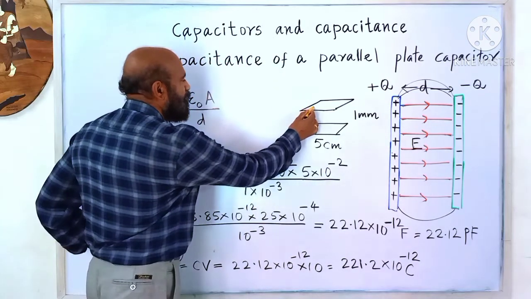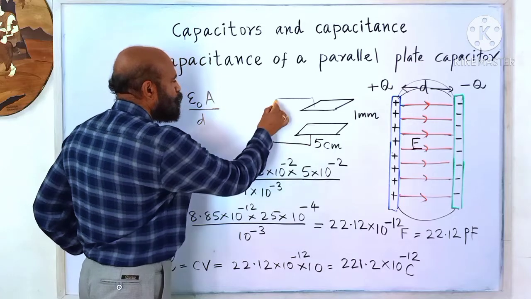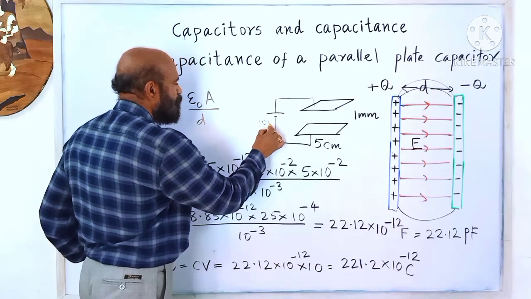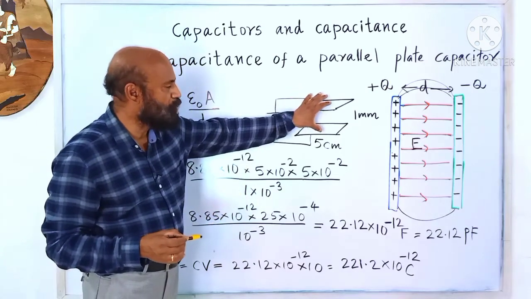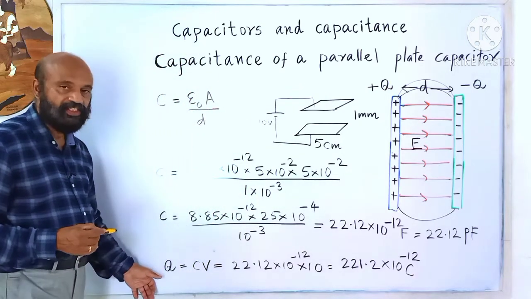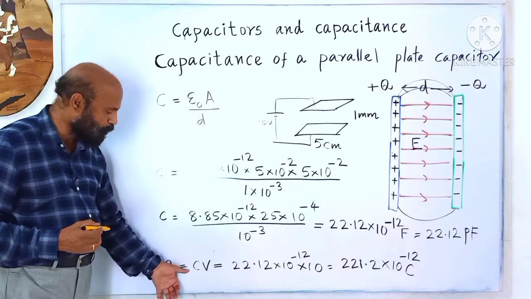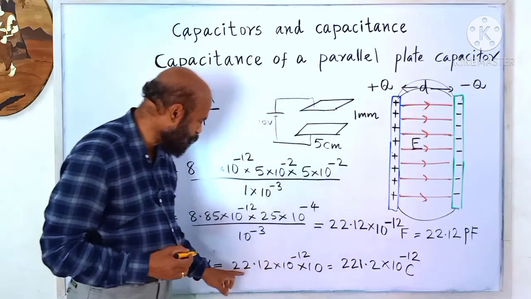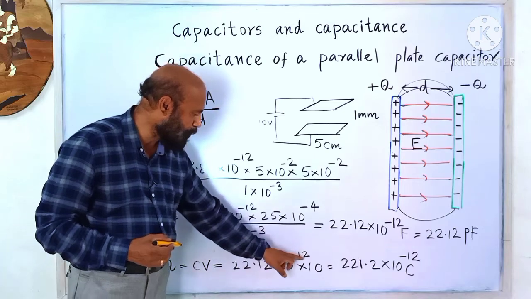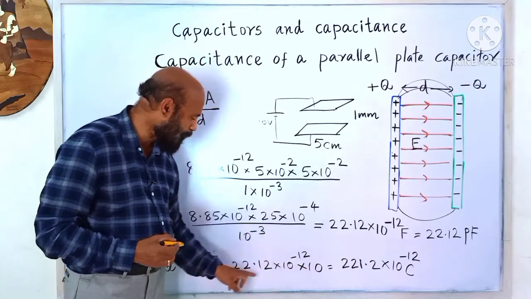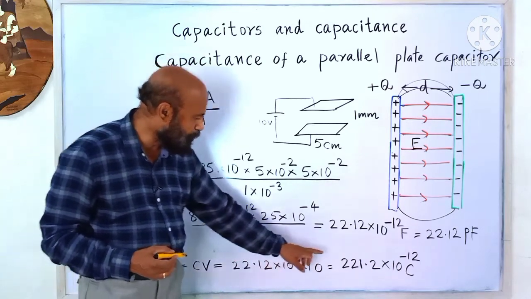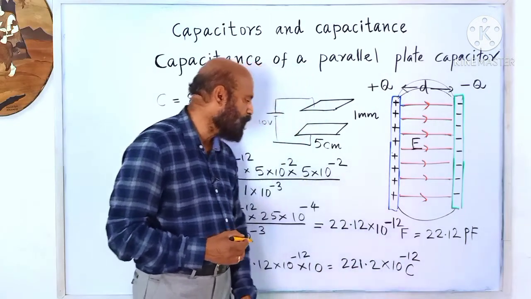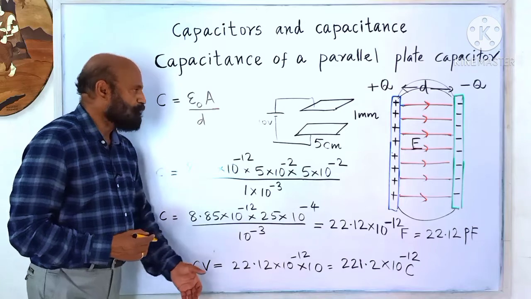Suppose these plates are connected to a potential difference of 10 volt. Then what is the charge stored on the capacitor? The charge is given by this relation, Q is equal to C into V. Capacitance, this value 22.12 into 10 raised to minus 12, that is to be multiplied by 10. So when you multiply, you will get 221.2 into 10 raised to minus 12 coulomb.